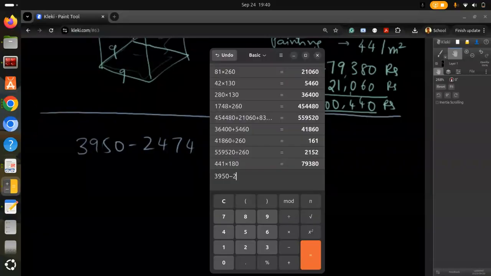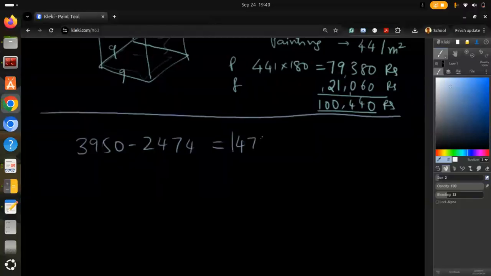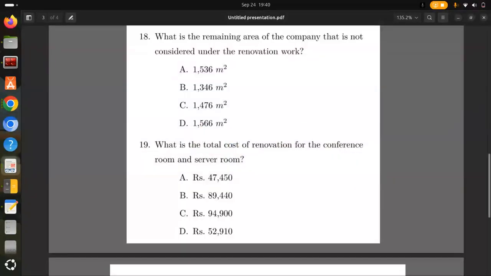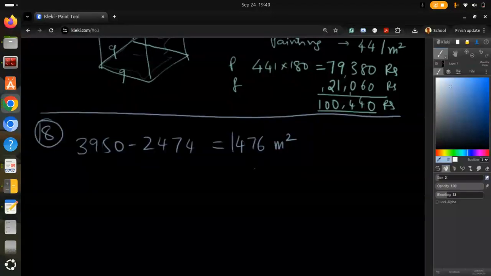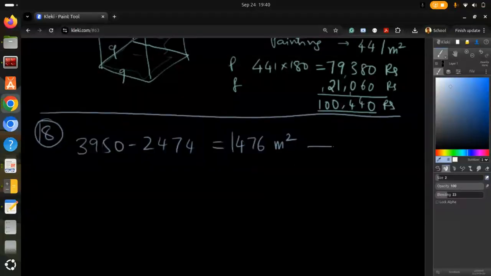3950 minus 2474 comes to 1476. 1476 meters square is the unused area, not covered in the renovation work. Is it 1476? Yes, so option C is matching. So for question number 18, the answer is option C.